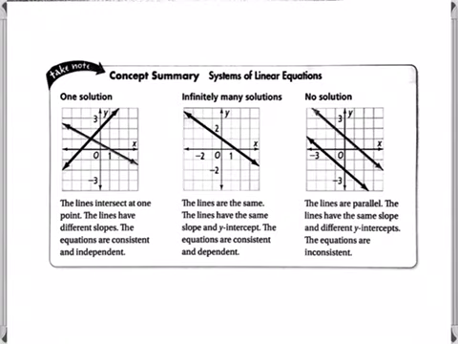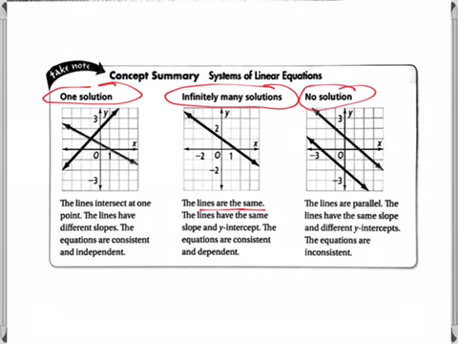All right, so there are different types of systems of linear equations. Sometimes you get one solution, when they intersect at one point. Sometimes you'll have infinitely many solutions, which is when you have the same line. And then sometimes you have no solutions, when your lines are parallel. So one solution, they intersect at one point. Infinitely many, it's the same line in both cases. And no solution means they're parallel.